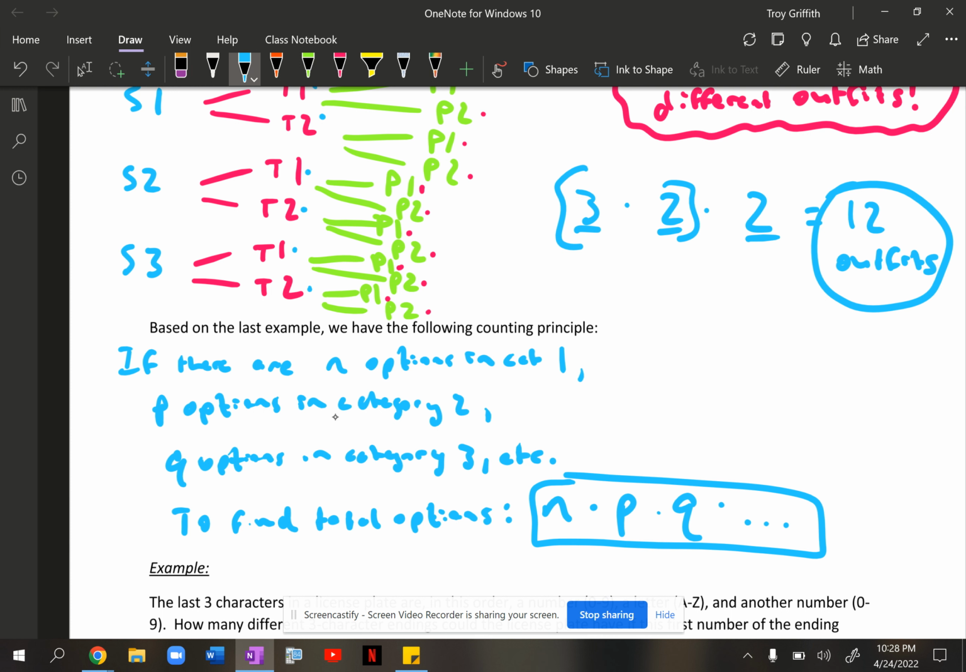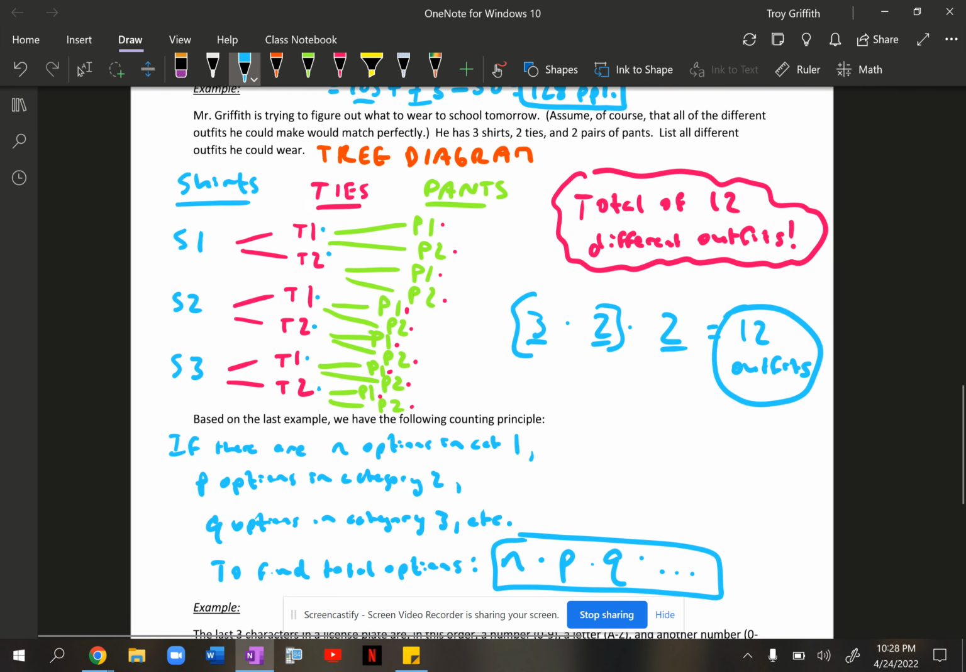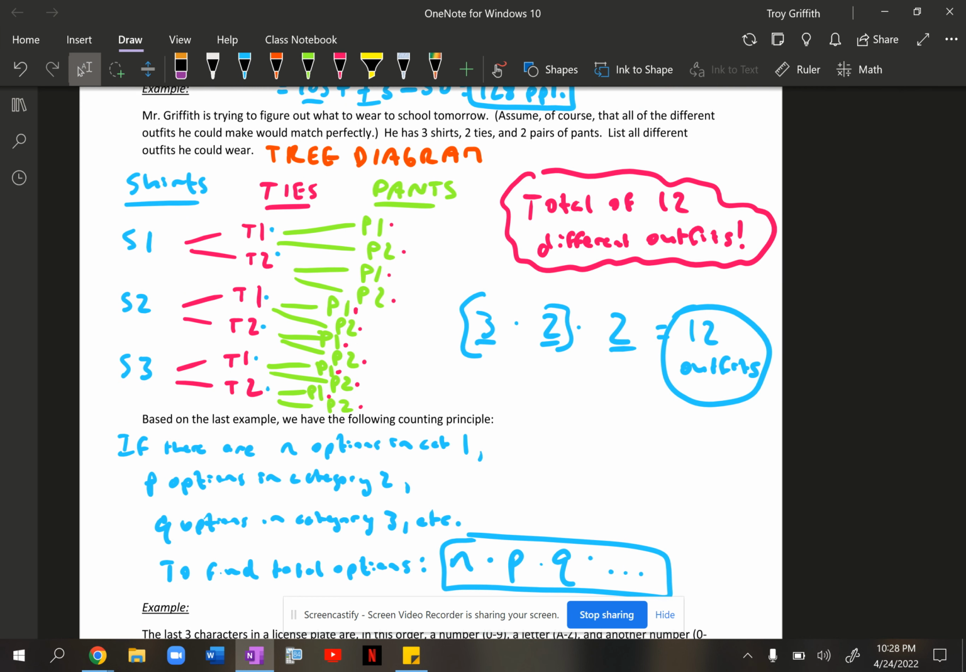I could have made this previous problem even more complicated if we would have added in socks, right? That could have been our category 4. So if I had said there were 5 different types of socks that you could wear, well, then we would have to take 12 and multiply it by 5 and so on. So you could have an infinite amount of categories here, but if we want to figure out the total number of options, we just take the amount of options in each category and multiply them by each other.